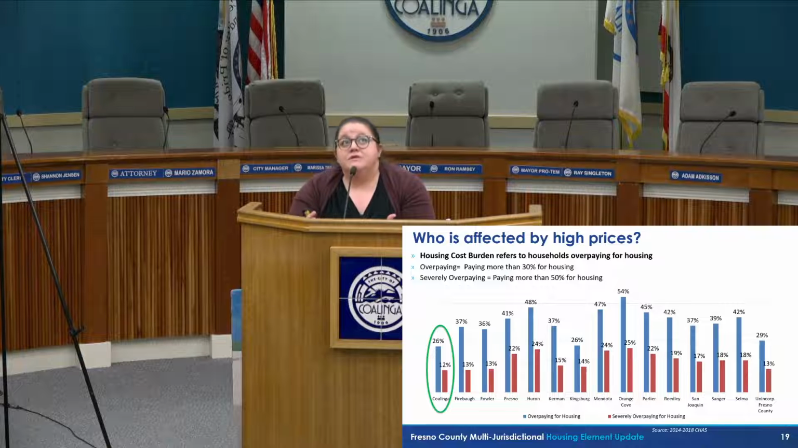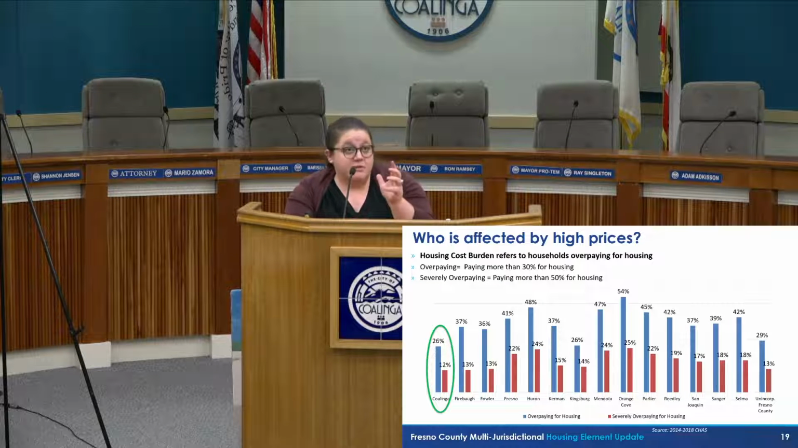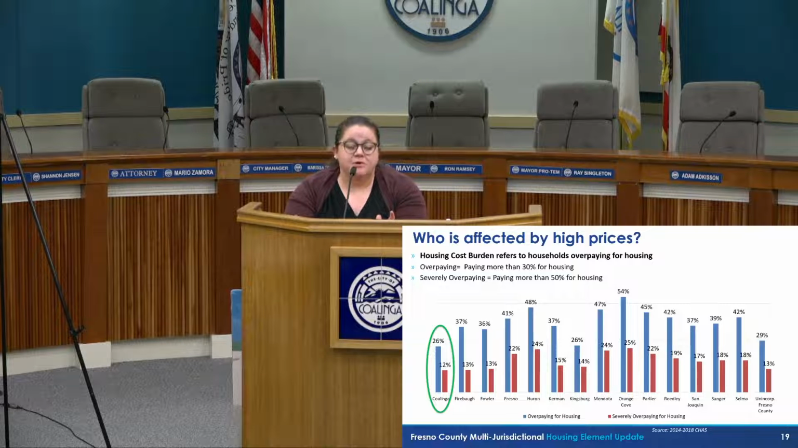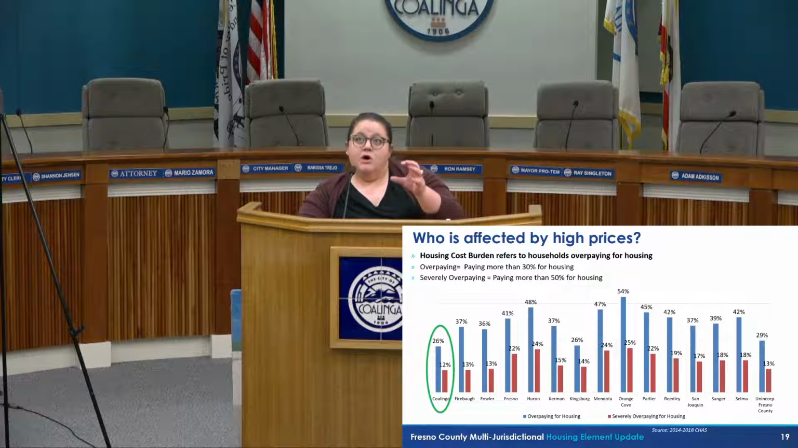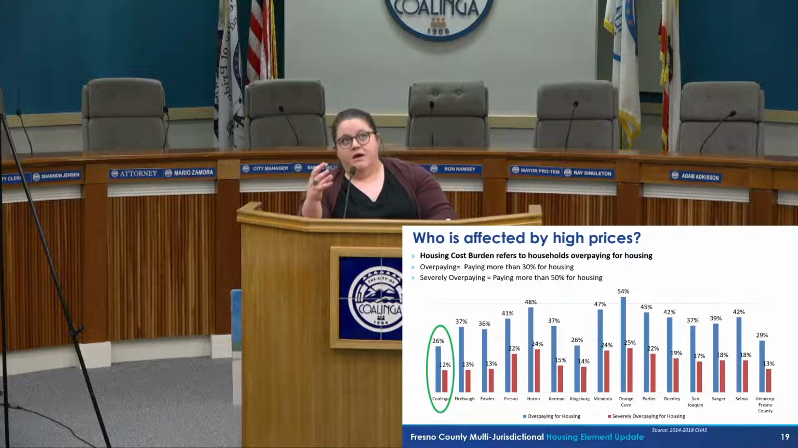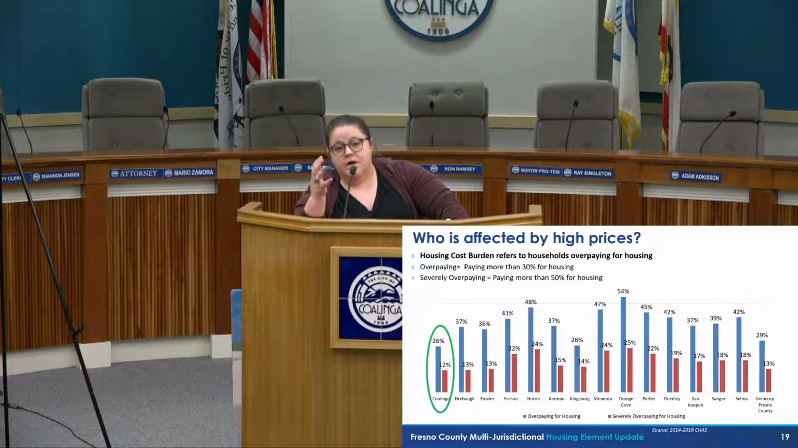And furthermore, who is affected by these high prices? So one unit of measure we use is called housing cost burden. We consider it overpaying if you're paying 30% or more of your income on housing. And then there's another category of severely overpaying, which is paying more than 50% of your income on housing.